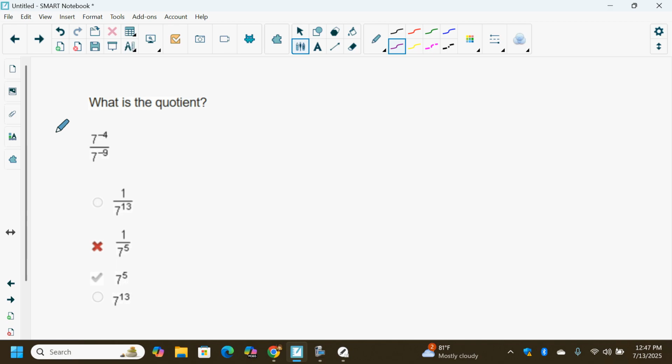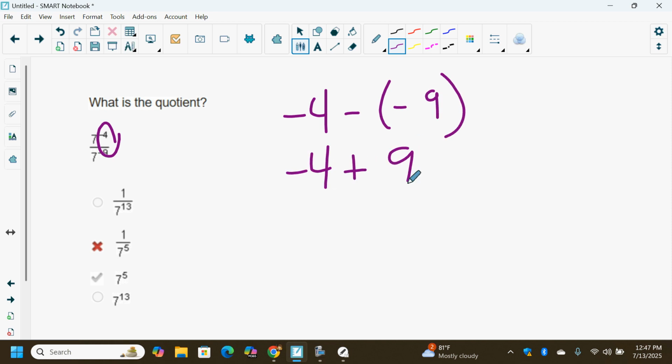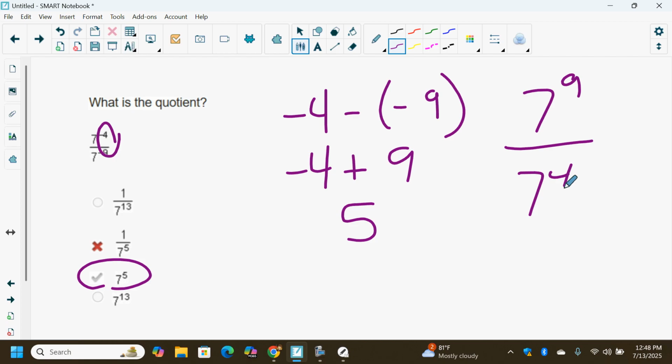What is the quotient? All right, so the rule for quotients with exponents, the laws of exponents, we subtract them. So what you could do is take negative 4 minus negative 9, change it to addition to make it negative 4 plus 9, which is 5. So the answer was 7 to the 5th. I think that you inferred that it was going to be negative 5 and then flipped it to be a fraction. You could have flipped it first and made it 7 to the 9th over 7 to the 4th. 9 minus 4 is positive 5.